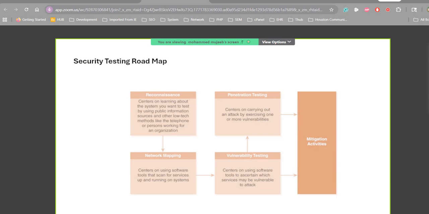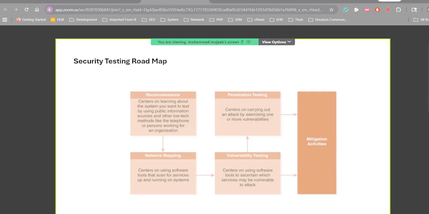So first you basically make sure that you know exactly what all your assets are. That is reconnaissance. Network mapping, then you map those software tools that scan for services up and running on systems. Okay. And then you do the vulnerability testing. Vulnerability testing is basically your DAST scans, SAST scans, OS scans, DB scans, vulnerability scans, compliance scans, network discovery scans. All of the scans, you run in vulnerability testing. Okay. And then you do penetration testing.